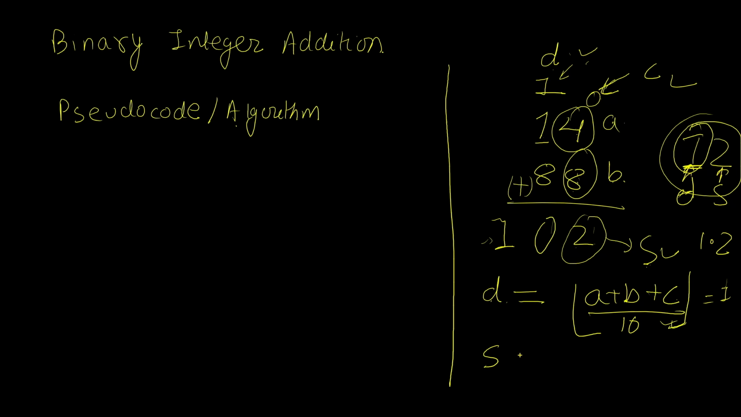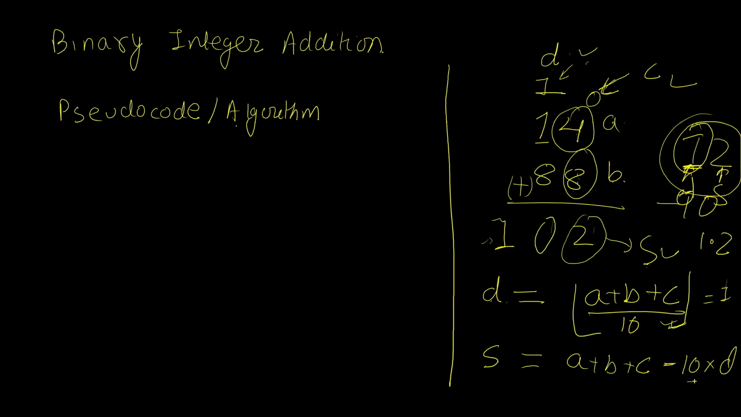So similarly, let's get to S before diving into the algorithm. So S would be, let me begin with A plus B plus C. And this is 12, right? And this time instead of a 1, I want to extract out a 2. So I can do that by subtracting a 10 times D, okay? So 10 times 1 is 10. If I subtract that, I'm going to get this value.